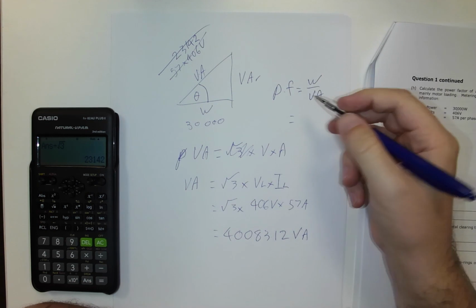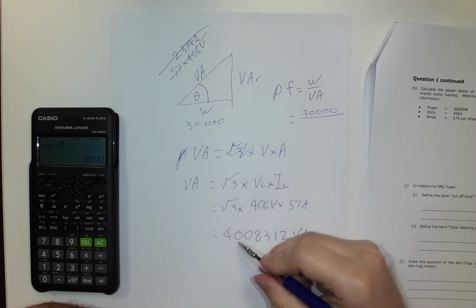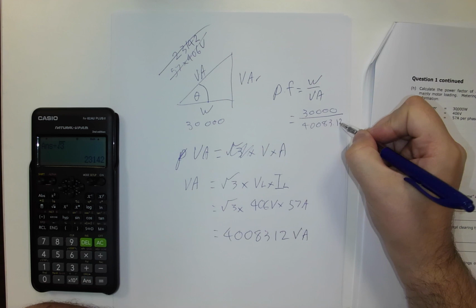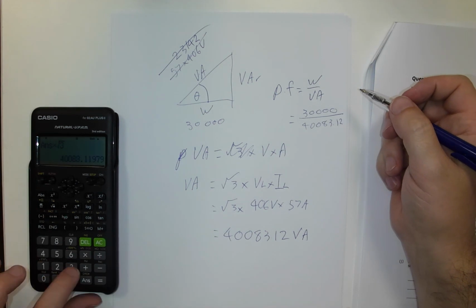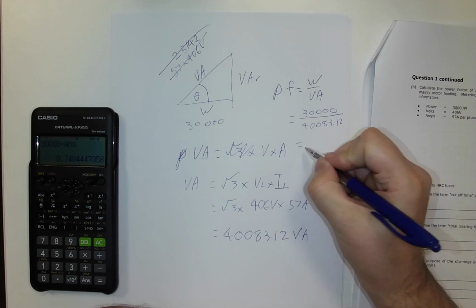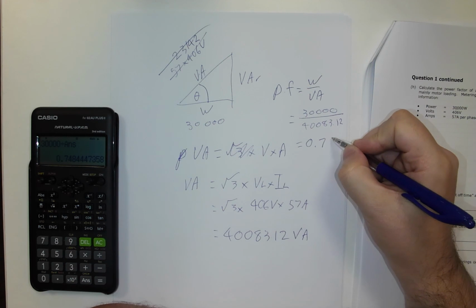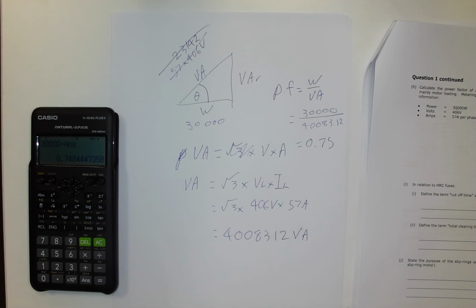So equals our watts, 30,000, over our 40,083.12. And putting that in our calculator, we get 0.748, rounded to 3 decimal places.